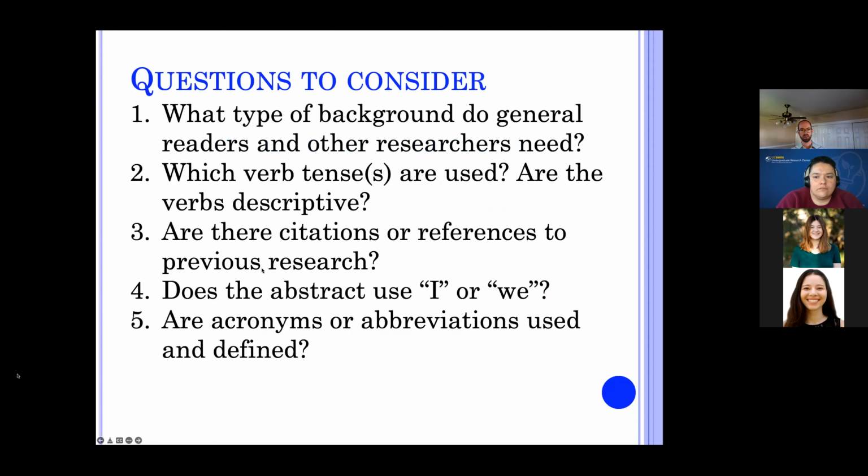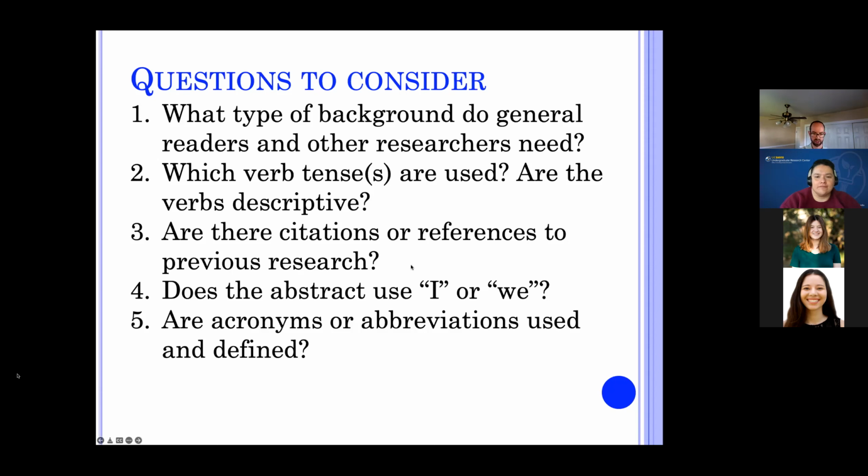Okay. So some other things to consider. What type of background do general readers and other researchers need? This is where some definitions might come in, right? We'll make sure that we're defining our terms and framing the work that we're doing in the abstract. Which verb tenses are used? Are the verbs actually descriptive? This will be a little bit different in different disciplines. A lot of STEM contexts still heavily rely on passive voice, whereas other disciplines don't. And even in STEM contexts, passive voice tends to be falling out of favor because it's wordy. It doesn't really contribute that much.